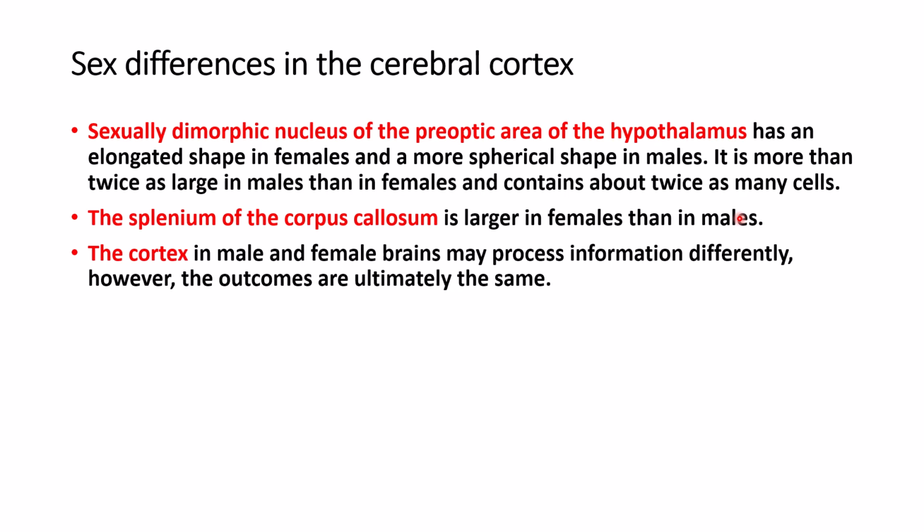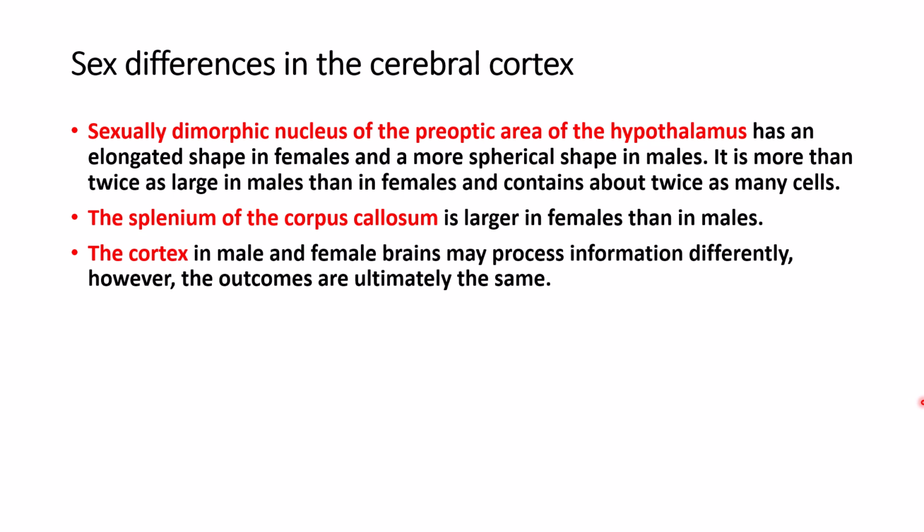The sex differences in the cerebral cortex. There is a lot of different research going on here because there are different diseases that are common in men or women. For example, autism is more common in men, and schizophrenia is also more common in men, but Alzheimer's disease, depression, and bipolar disorders are more common in women. So it means that maybe the brain of men and women functions a little bit differently.